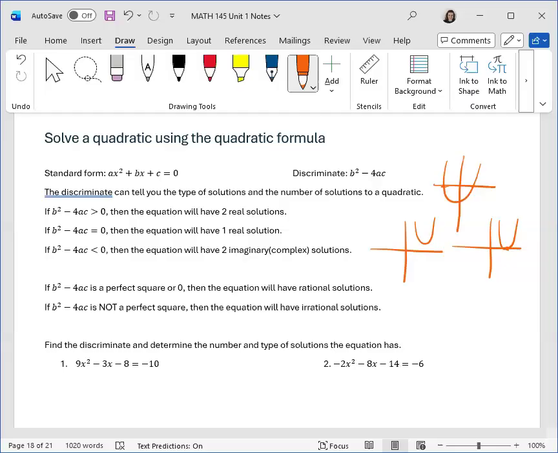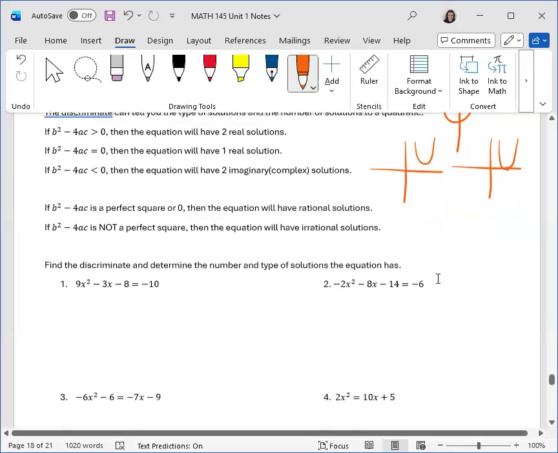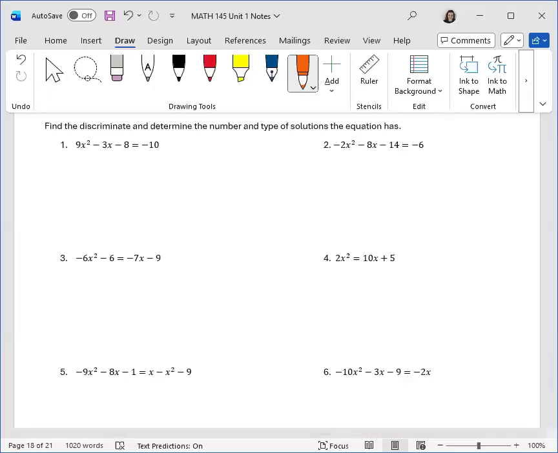Okay, we can also get rational solutions, so meaning whole numbers, or we could get irrational solutions. So those could be simplified square roots, so ones that don't come out as whole numbers. So we're going to practice finding some discriminants and analyzing what type of solution we are going to have. So the first example says 9x squared minus 3x minus 8 equals negative 10.